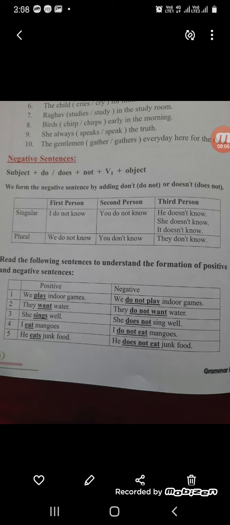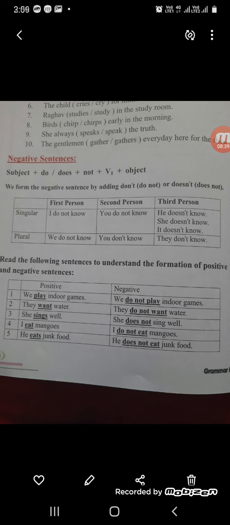Suppose in the singular form, first person, I do not know. Second person, you do not know. Third person, he doesn't know, she doesn't know, it doesn't know. Then in the plural form, we do not know. In the second person, you don't know. In the third person, they don't know. Now read the following sentences to understand the formation of negative sentences. They have explained the negative sentence along with the positive sentence here.